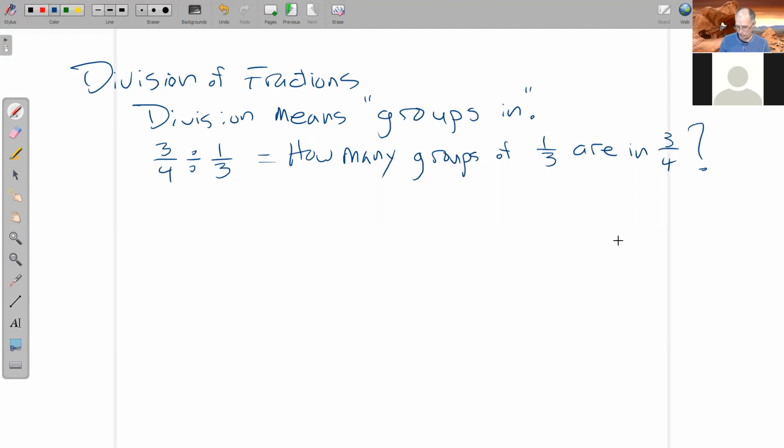So I'm going to do this a couple of different ways. I'm going to do it first by drawing some rectangles for fractions, and I'll do it with the pattern blocks that we played with. So how many groups of 1/3 are in 3/4? The way to think about that is kind of like long division. 1/3 goes into 3/4 how many times? So what we're going to do is show what a third looks like and show what 3/4 looks like to figure that out.